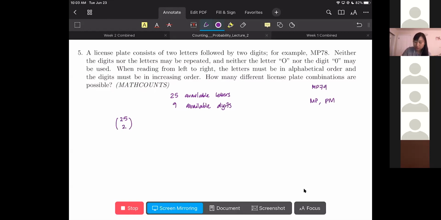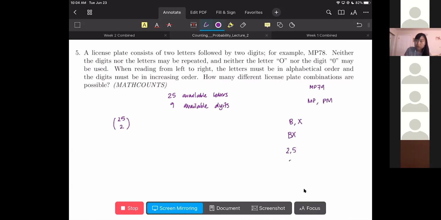So say I choose B and X, then I have to put it in the order BX. Similarly, for digits, I could choose 2 digits. Maybe I pick 2 and 5. Then I have to put it in the order 2, 5. So there's actually 25 choose 2 ways to pick the 2 letters. And then there's 9 choose 2 ways to pick the 2 digits.